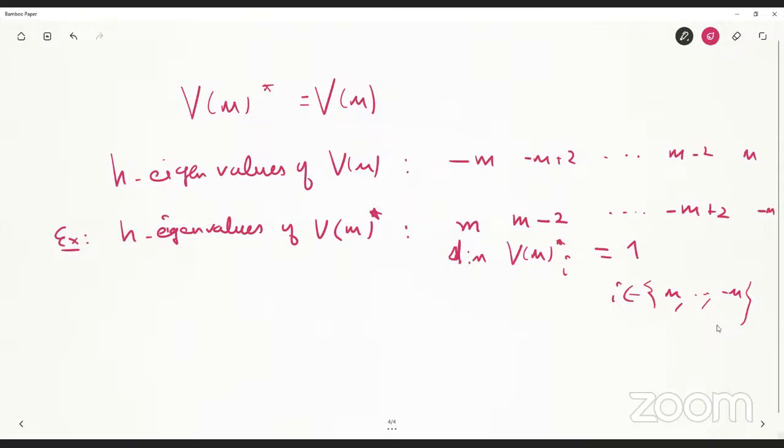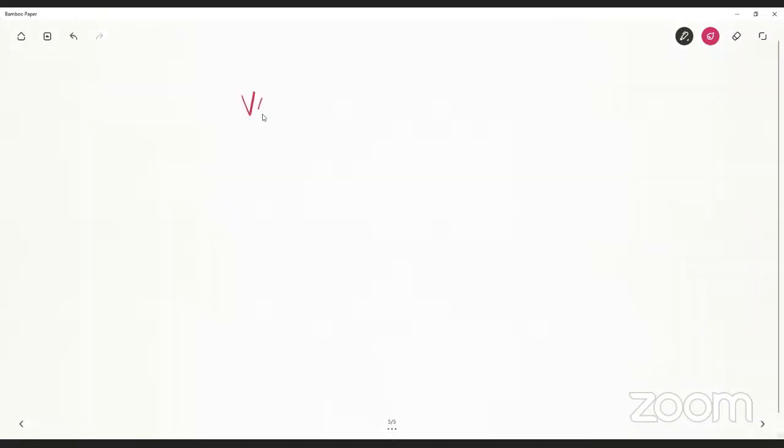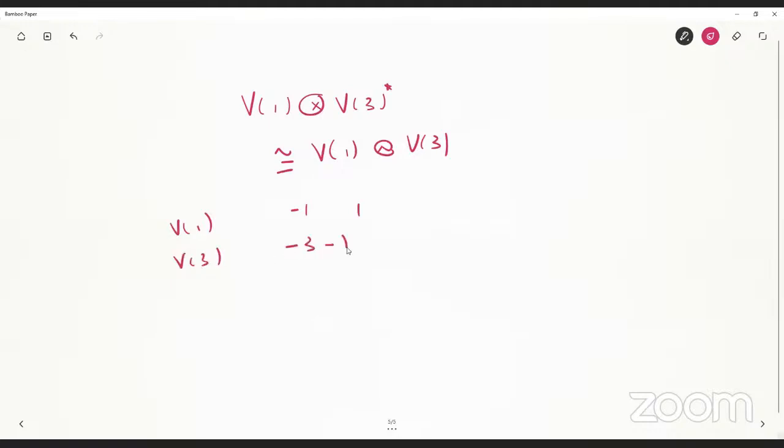Now you simply have to count again all the possible dimensions, using the technique you learned of peeling off one by one from the maximal thing. So now if you go to V of 1 tensor V of 3 star, this is naturally isomorphic to V of 1 tensor V of 3. But V of 1 has eigenvalues minus 1, 1, and V of 3 has minus 3, minus 1, 1 and 3. So if I take the product, you can write down very explicitly what will happen. You can prove this is isomorphic to V of 4 direct sum V of 2 direct sum V of 0.